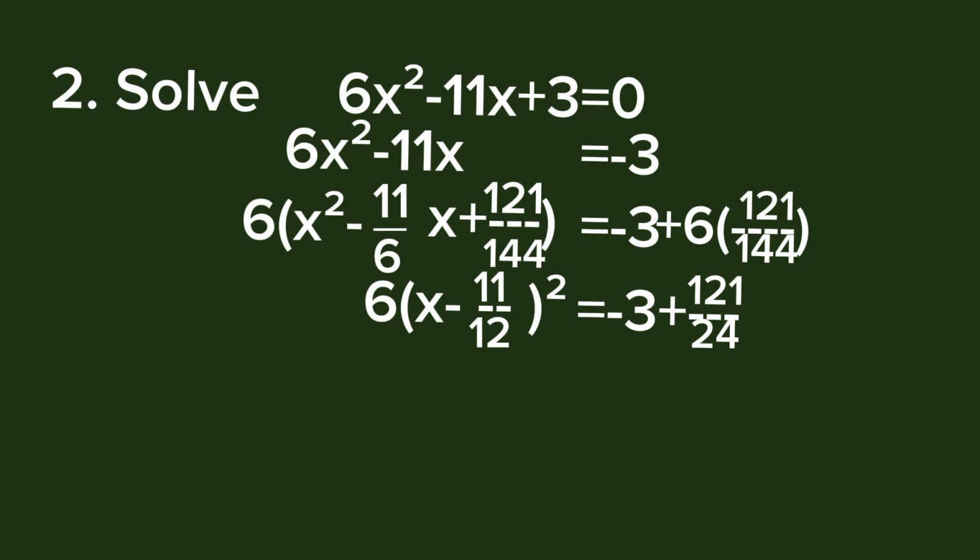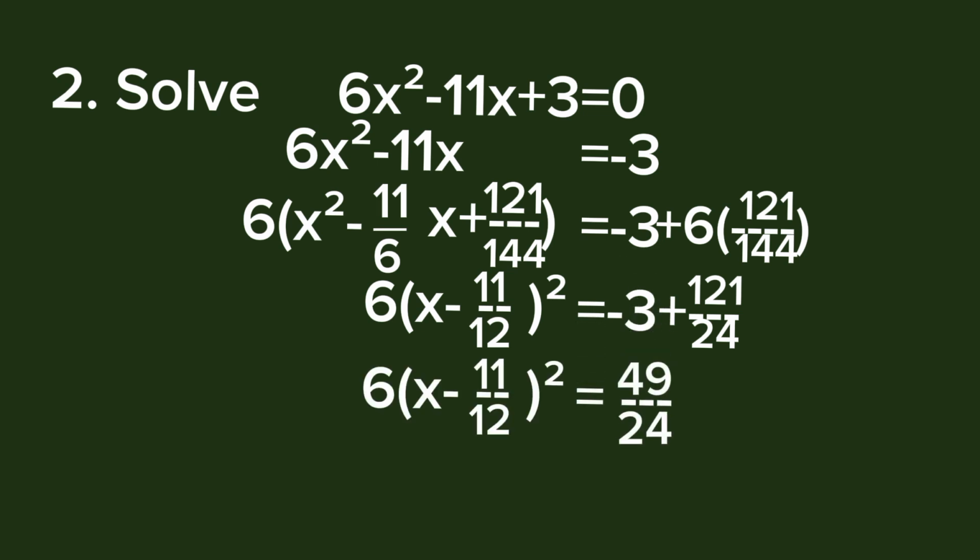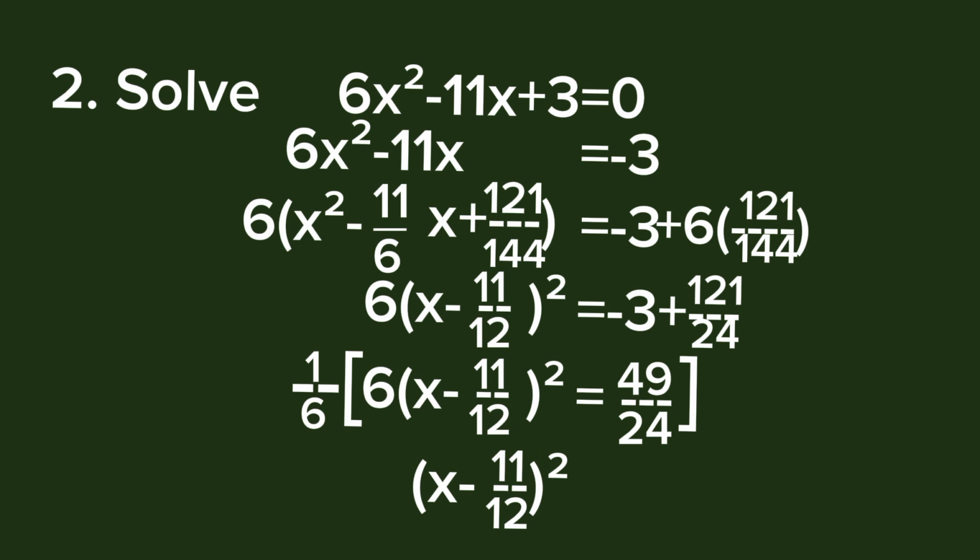Where is 6 here? We reduce 6 and 144, and the remaining is 24 in the denominator. By adding these numbers, we have 49 over 24. New equation. 6 times the square of x - 11 over 12 is equal to 49 over 24. Since there is 6, we multiply the whole equation by 1/6. We have the square of x - 11 over 12 is equal to 49 over 144.